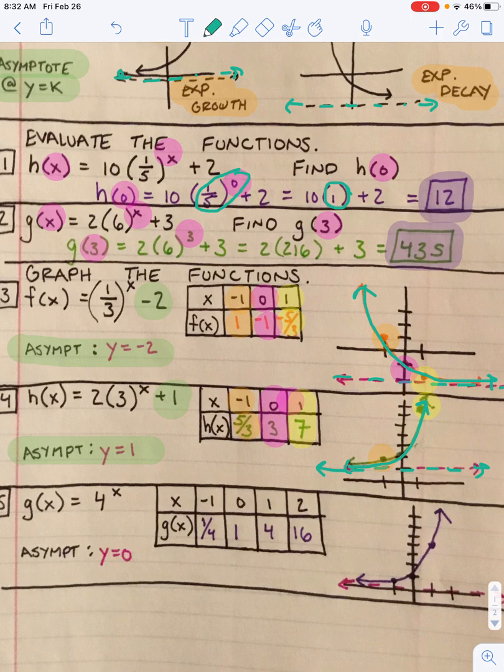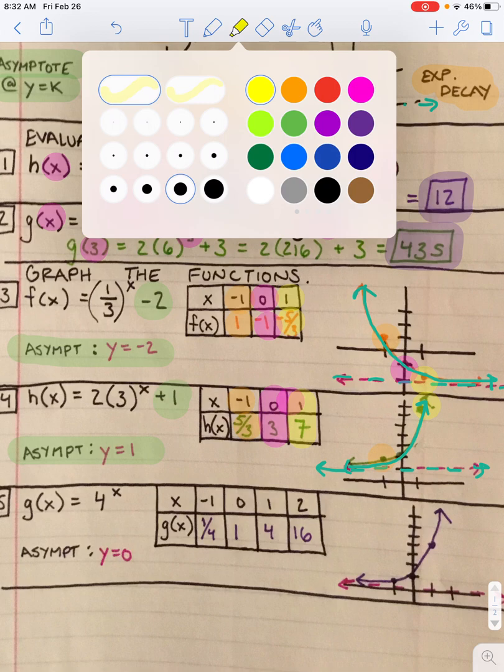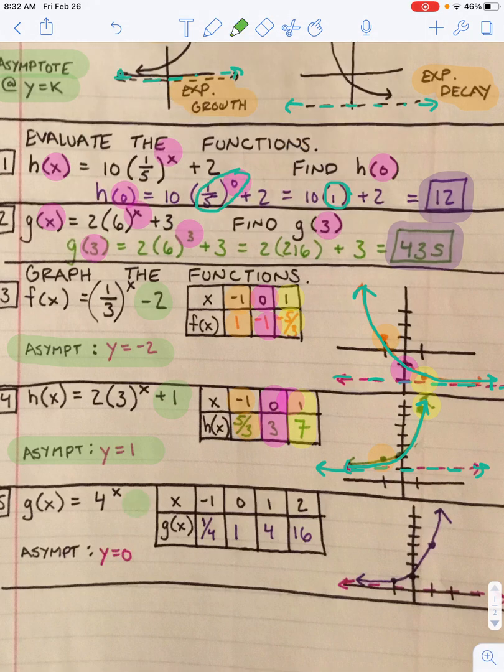You can always check if you've done it right. Here, remember, growth is supposed to look like it's curving up, which it is, and our b value is 3, which is greater than 1. And let's do one more. So g of x is equal to 4 raised to the x. So do I have a k value on this one? No, there's nothing being added or subtracted. So that means my asymptote is at y equals 0. Right here on the x-axis.